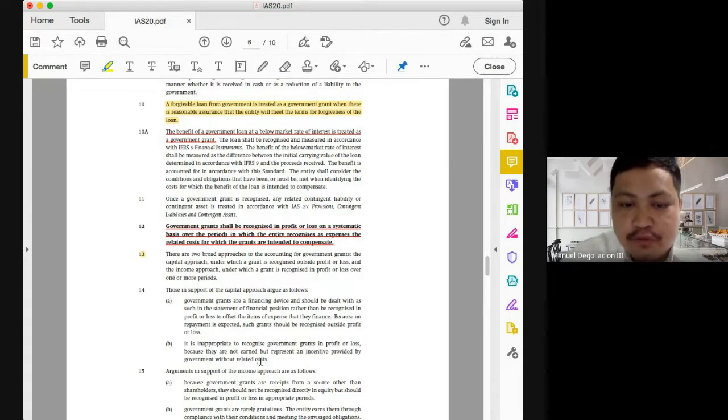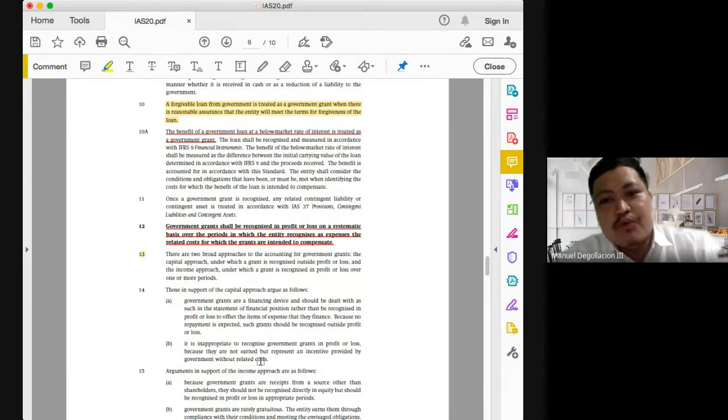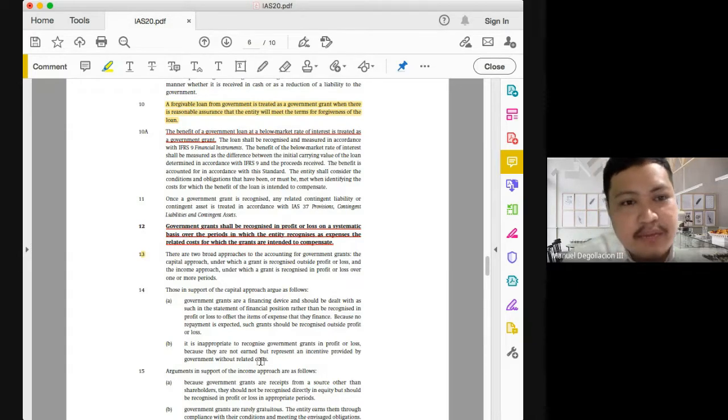But of course, construction of an asset could take time, and that is why the expenses related to the construction of the asset can go beyond more than one period. So the benefit that we receive from the government in our example is 10 million, but you do not recognize the entire 10 million in the first year, class. You will have to allocate or spread out the 10 million in the same proportion, class, as the expenses related to constructing the asset.